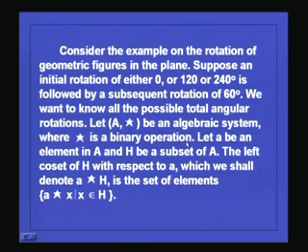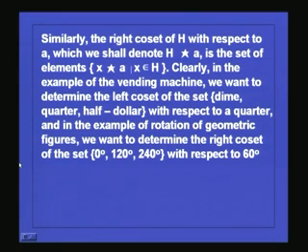I shall repeat this definition. Let (A, star) be an algebraic system where star is a binary operation, and let a be a particular element of A and H be a subset of A. Then the left coset of H with respect to a is defined in this manner. It is defined as a star H and it consists of the set of elements a star x where x belongs to H. Similarly, the right coset of H with respect to a, denoted H star a, is the set of elements of the form x star a where x belongs to H.